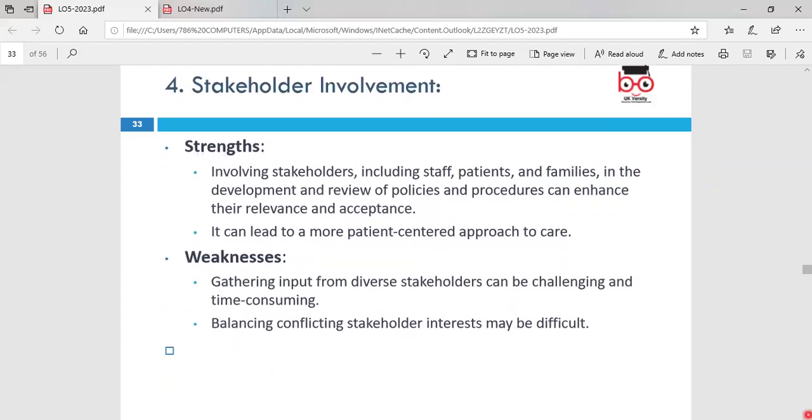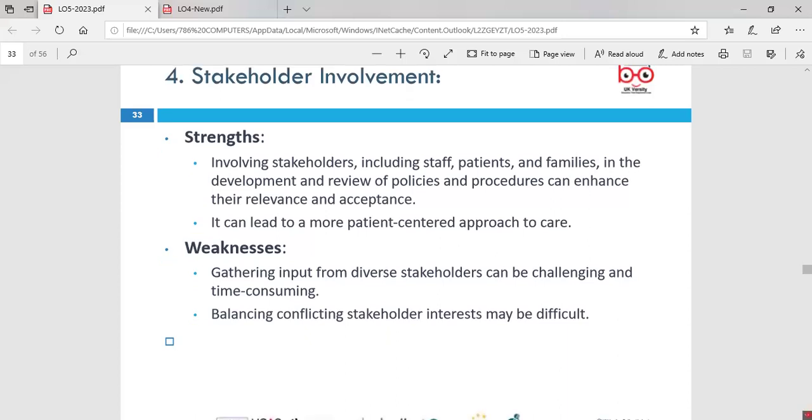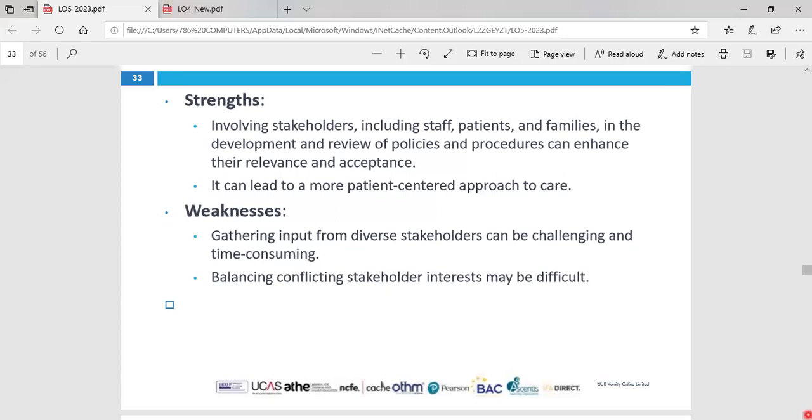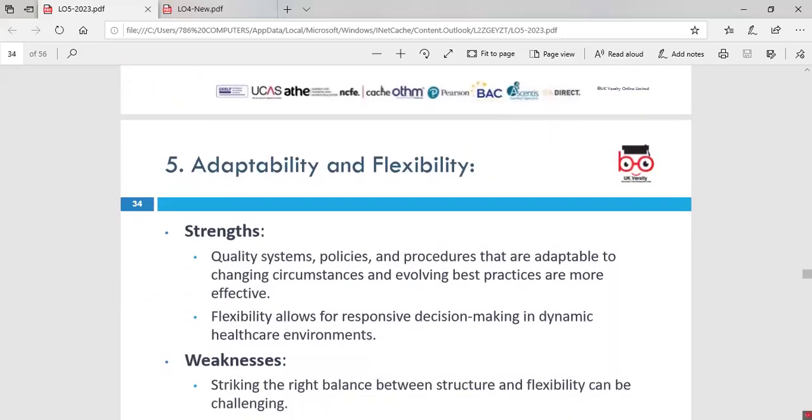Stakeholder involvement, how much do you want to involve them? This includes the staff, the patients, families. So how much are you involving them? This would lead to a patient-centered approach to care. Your patients are also obviously your stakeholders. The weakness is that it's hard to gather information from different stakeholders because they're of diverse natures. It can be challenging and time consuming. And then there are conflicting interests among the various stakeholders.